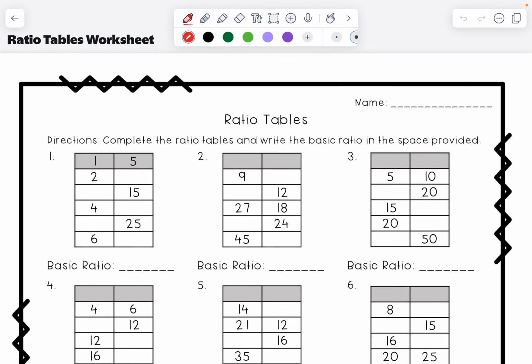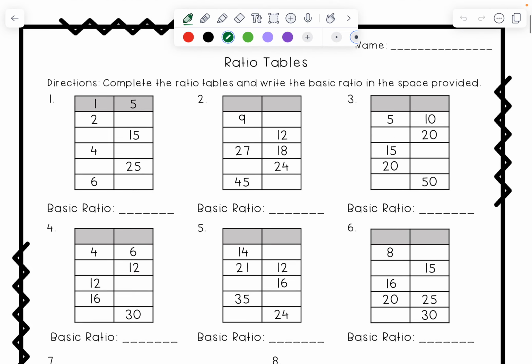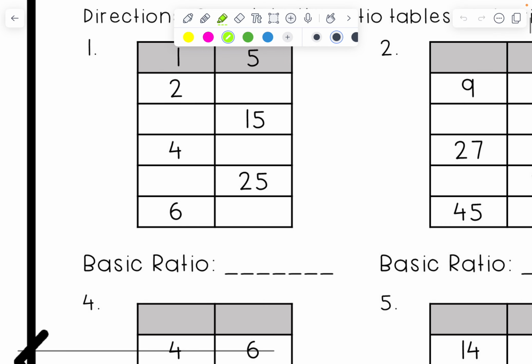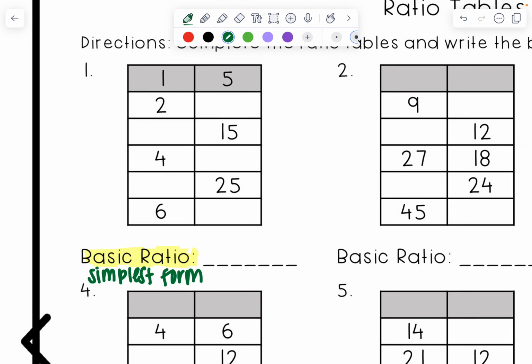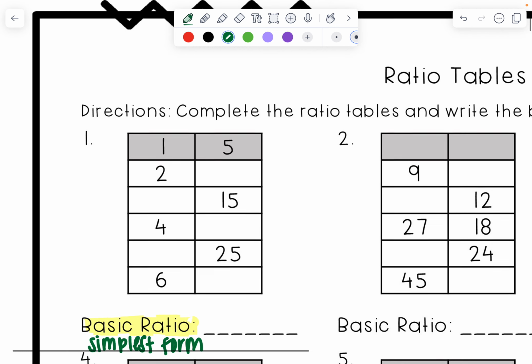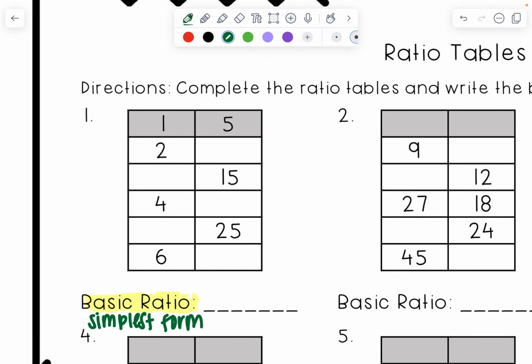All right, today you should have this worksheet in front of you, and we're going to just work through a couple of them together, but you're going to be doing the majority of this on your own, and then you can check your answers after. But we're looking at ratio tables, and when it says basic ratio down here, this just simply means simplest form. So that's what it's asking for. My basic ratio is my ratio in simplest form.